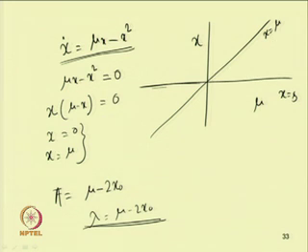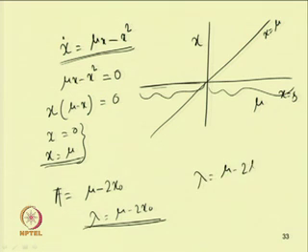For example, if I take the trivial state, that is x equal to 0, then lambda becomes mu. So, depending on the positive and negative value of mu, for negative mu, lambda becomes negative, that means for this branch we have a stable solution, and corresponding to this other branch we have an unstable solution. And coming back to x equal to mu, if I substitute this in the expression, lambda becomes mu minus 2 mu, so this becomes minus mu. So, lambda equal to minus mu.